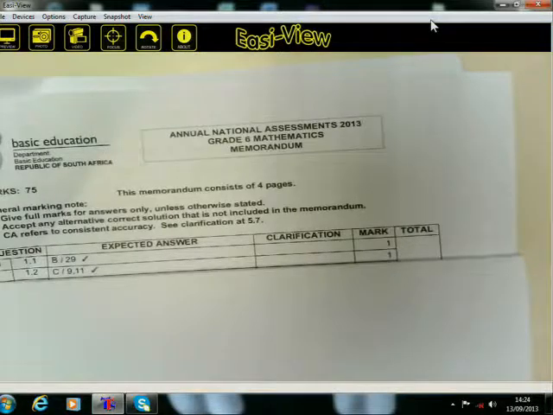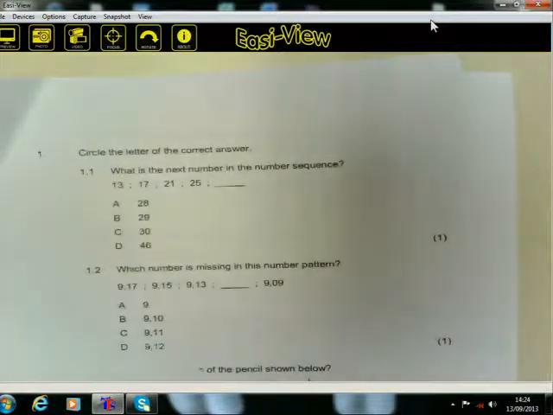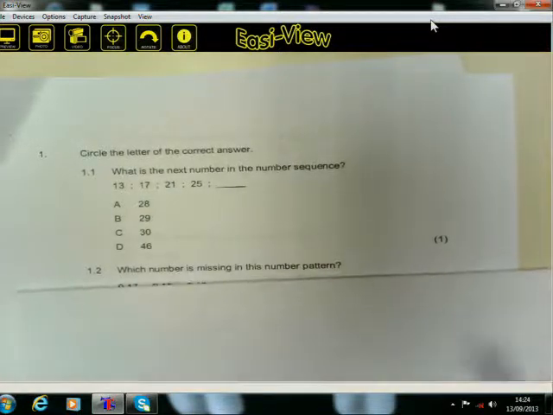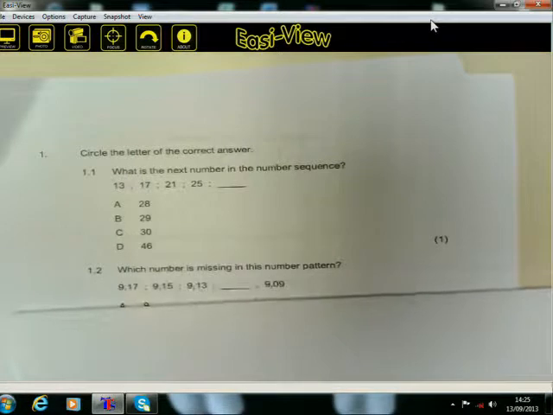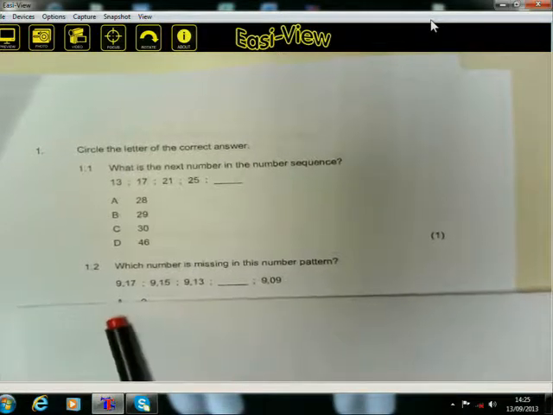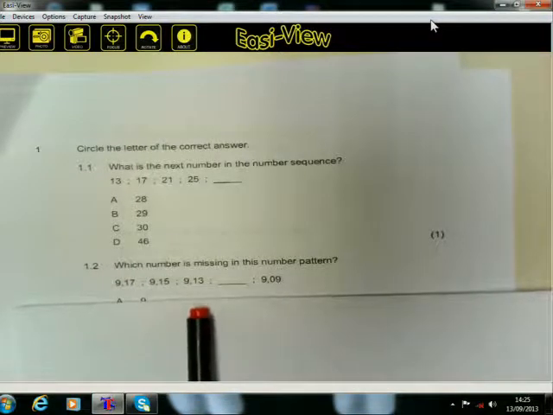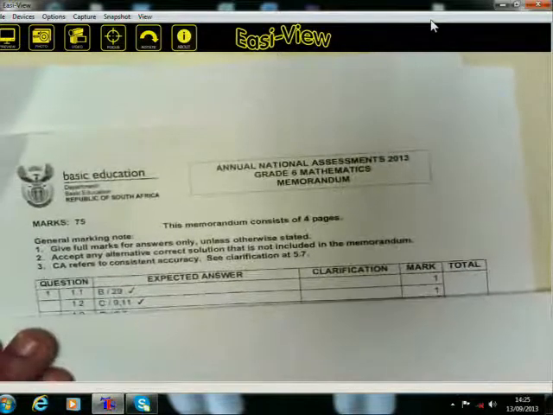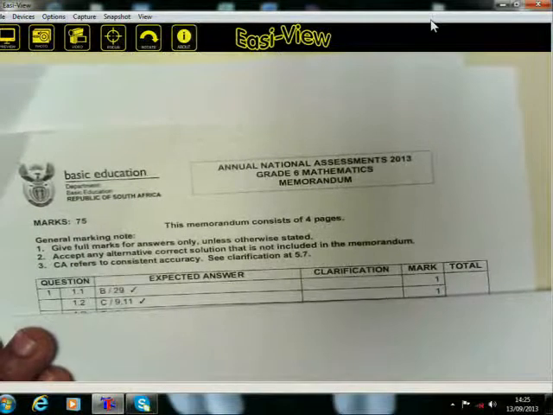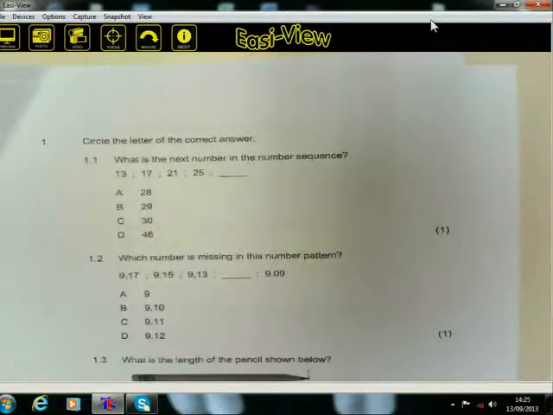Okay, let's go to question 2. Which number is missing in the number pattern? Then we are given 9.17, 9.15, 9.13, and then the correct answer there is 9.11. It's 1 mark. We go to the next question.